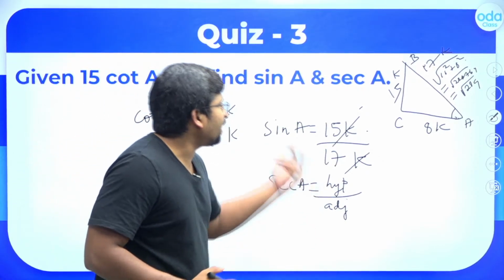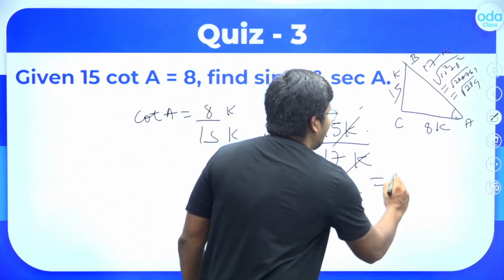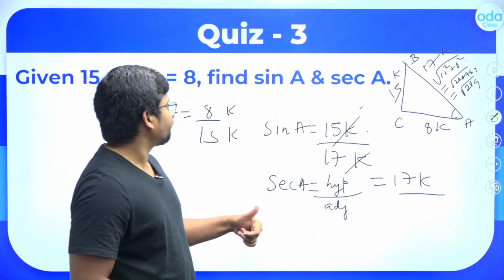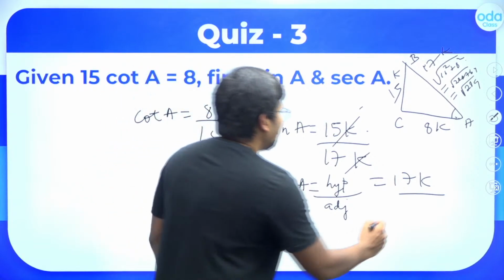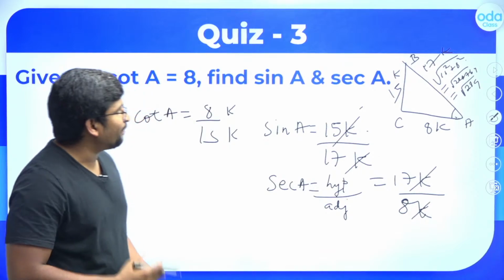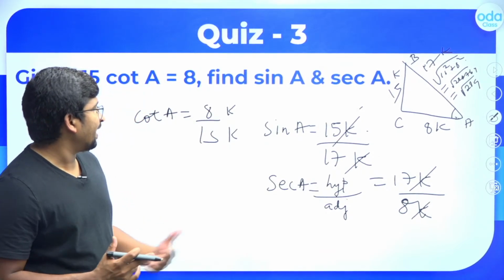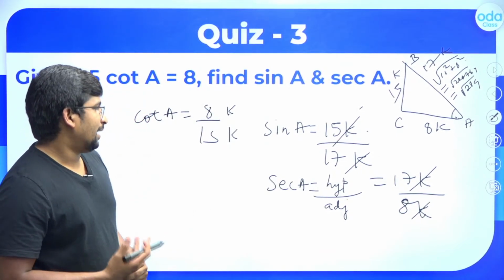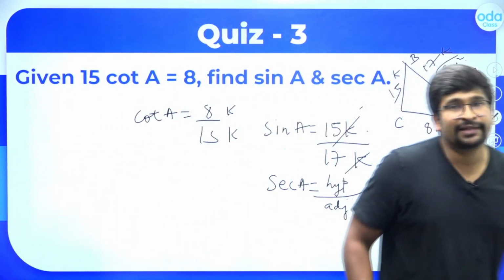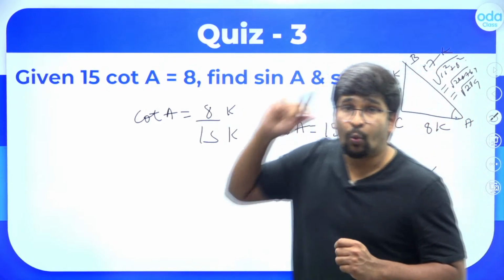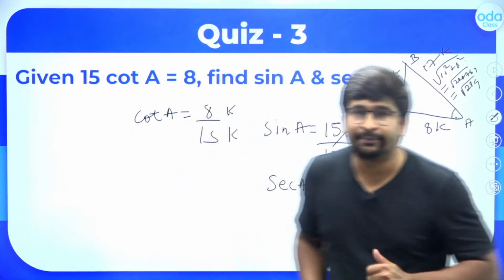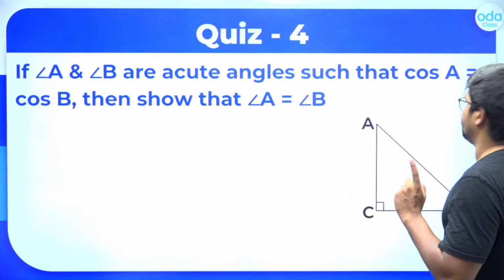So what will be Ck? Hypotenuse is 17k, right? So 17k divided by what is the adjacent side for A? Adjacent side for A is 8k. So k and k cancel, so it will be 17 divided by 8. Correct, it is hypotenuse divided by adjacent side. So 17k divided by 8k, that is 17 by 8. I hope this question is also clear. Very important. When one trigonometric ratio is known, to find the rest is a very, very important type of question. You can't afford to miss it.